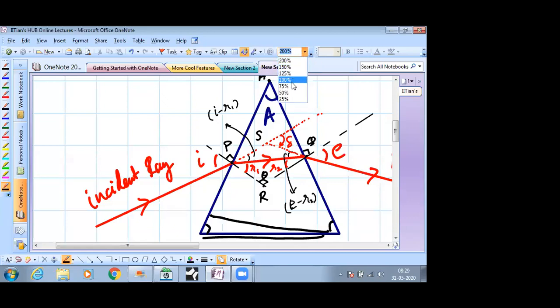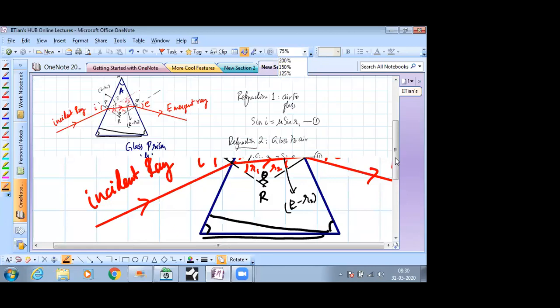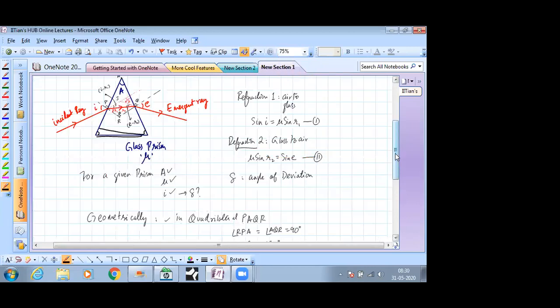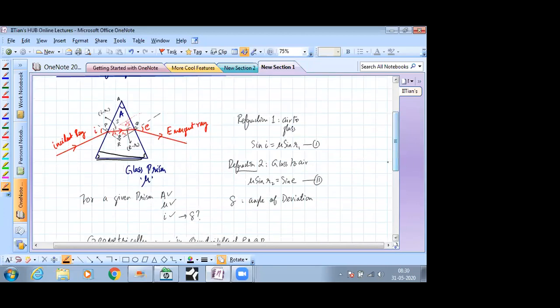For students of RTPS batch 2, there is one more thing in between before we come to the prism, which is combination of lenses and combination of lens with mirror. That we'll be discussing in your next lecture.